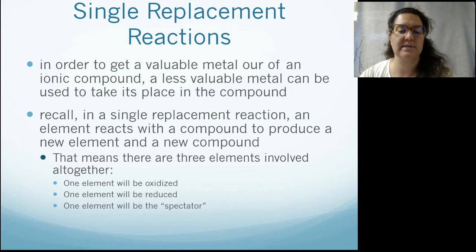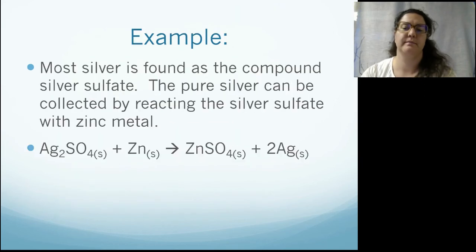One will be oxidized and lose electrons, one will be reduced and gain electrons, and one will be the spectator because it won't gain or lose any electrons through that chemical reaction. So silver is found as the compound silver sulfate, but we want to collect the pure silver. So we need to react silver sulfate with zinc metal to produce zinc sulfate and pure silver.